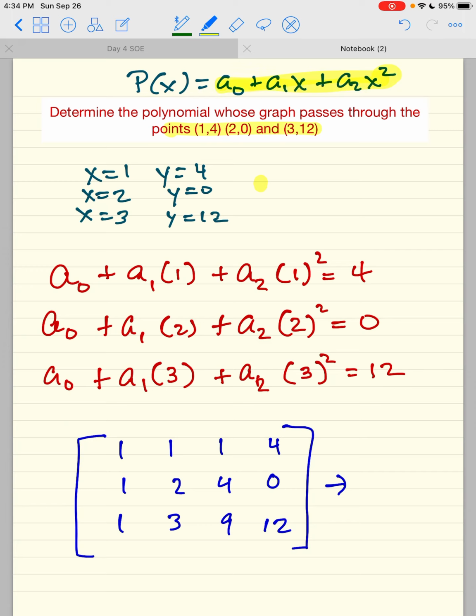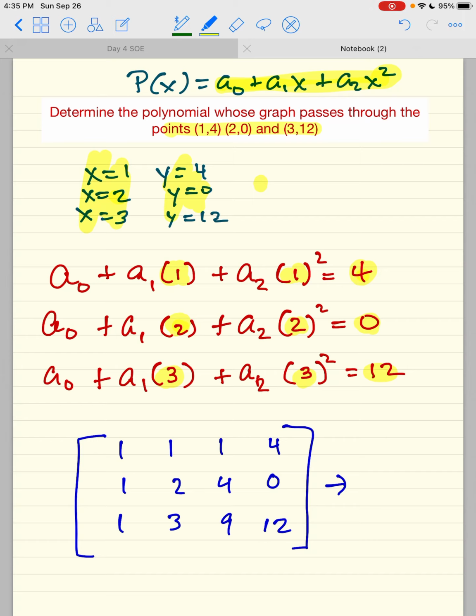So what I'm going to do here is remind myself that these are x's, not the a's, and these are y's, okay? So everywhere I see an x, I'm going to be plugging in a 1, and everywhere I see the y, I'm going to plug in a 4. Same thing for the second point, 2, 0. Third point, 3, 12. And what I did here, guys, and there's probably an easier way to solve it, but I need us to remember how to do row reduced echelon form, or just row echelon form, and so on.